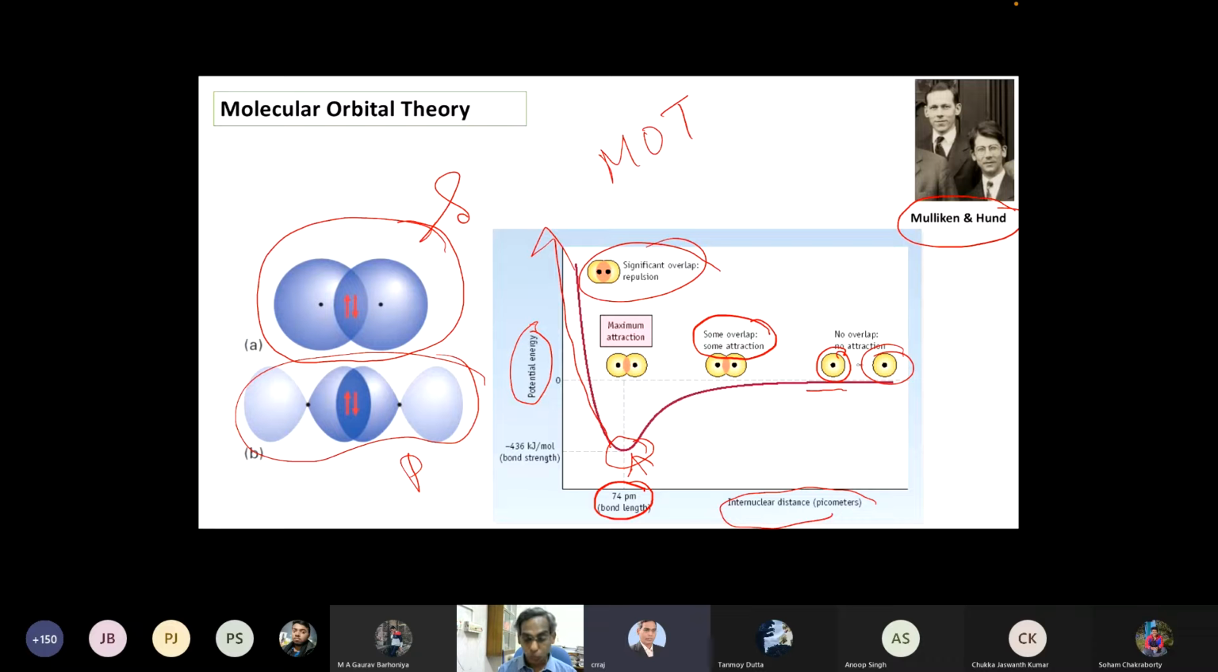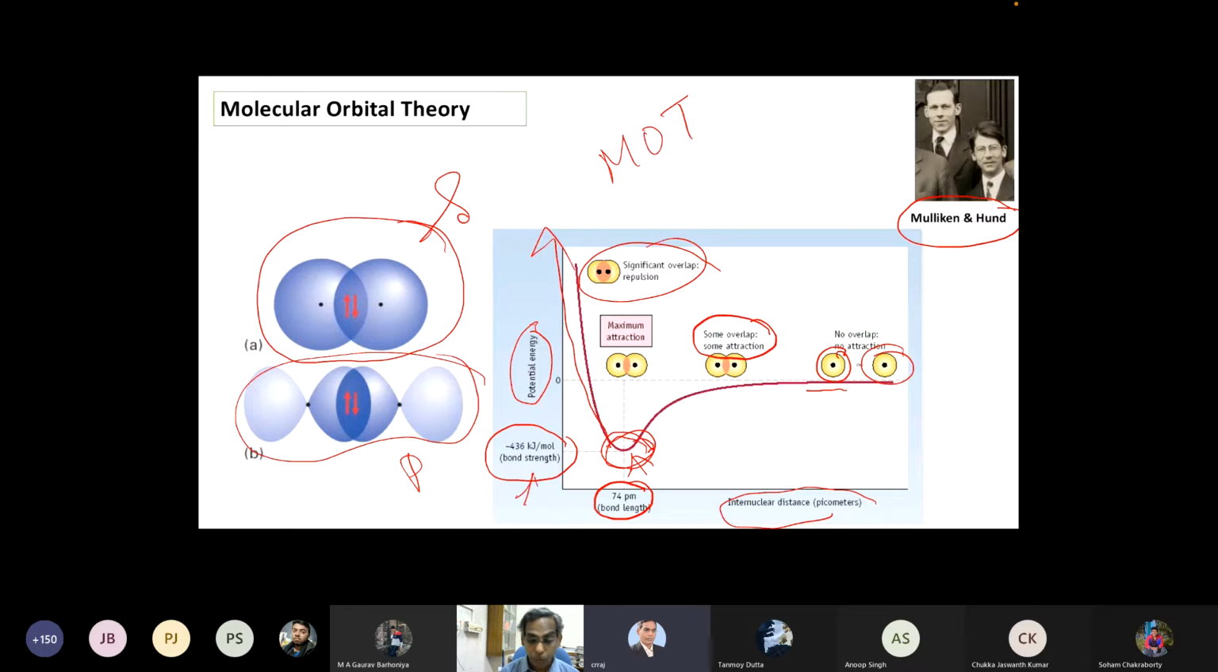So what I'm doing is hypothetically bringing two atoms together and drawing the potential energy diagram. At one point, I have a minimum energy. These are all proved, and I will explain at the end of the bonding how it is. Say, for example, minus 436 kilojoule. That is the bond strength.